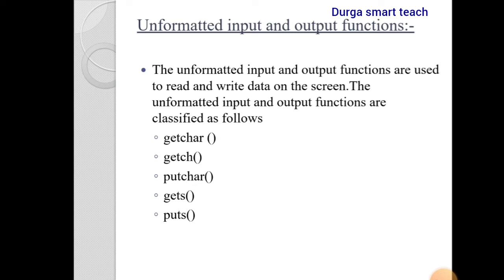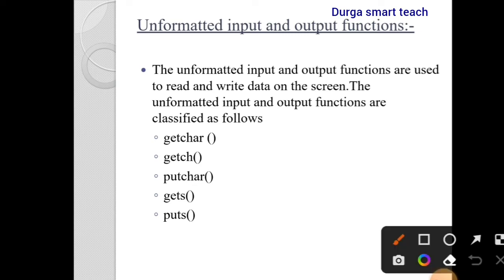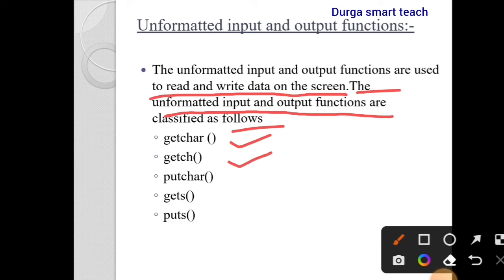Unformatted input and output functions do not contain any proper format. These functions are also used to read and write data on the screen. The unformatted input and output functions are classified as getchar, getch, putchar, gets, and puts. So these are the 5 types of unformatted input and output functions. So let's see.